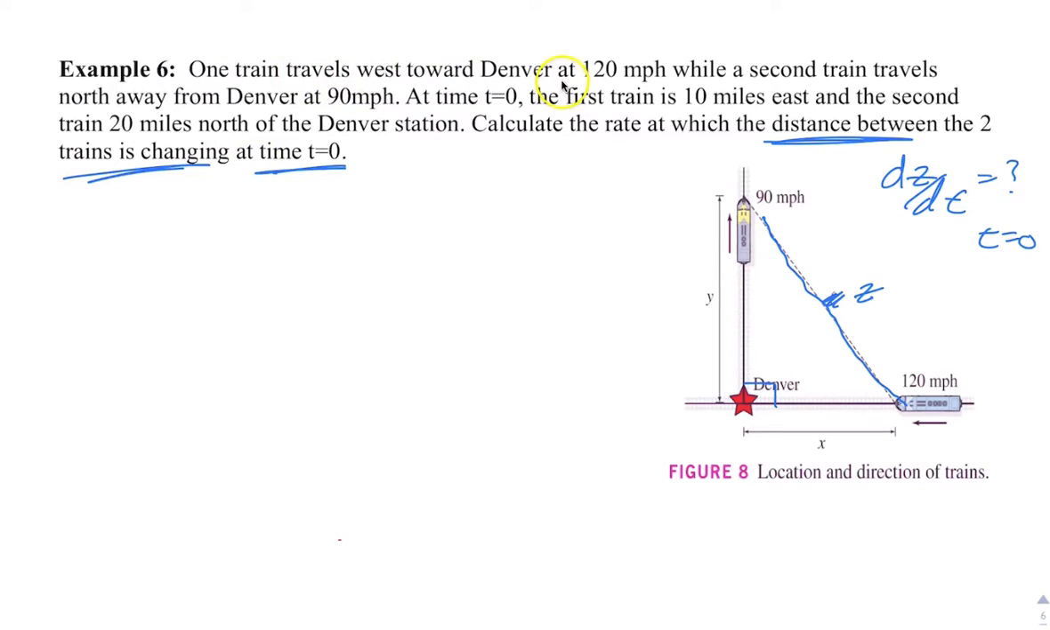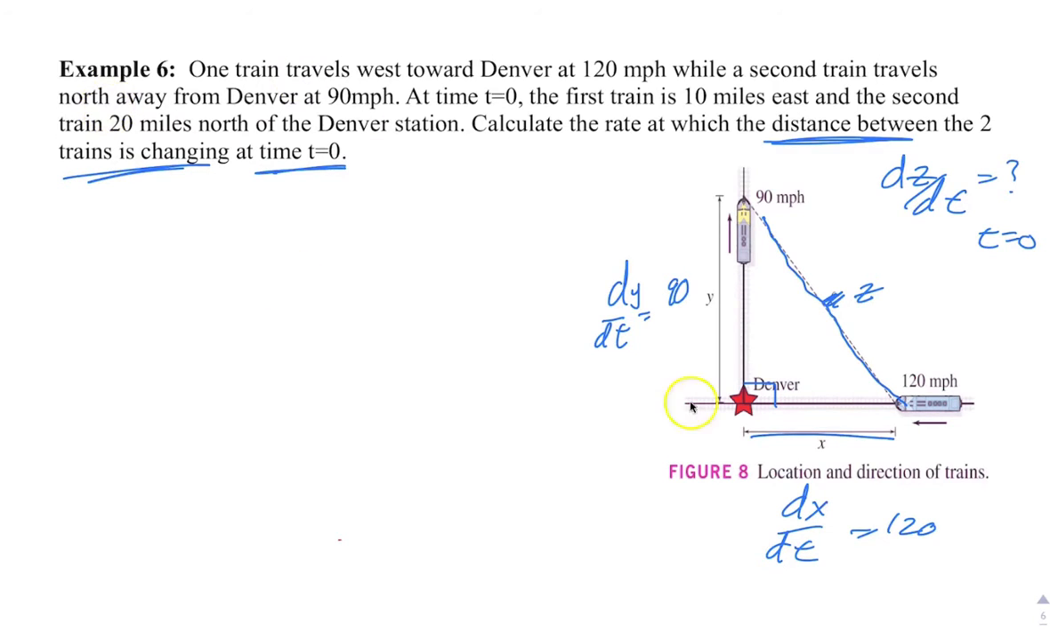The train traveling west, this train is going at 120 miles per hour. Well, that's the rate of it, right? And if this guy is x, that's dx dt equals 120 miles per hour. And then this one going north, north at 90 miles per hour. So this guy right here, dy dt is 90 miles per hour.